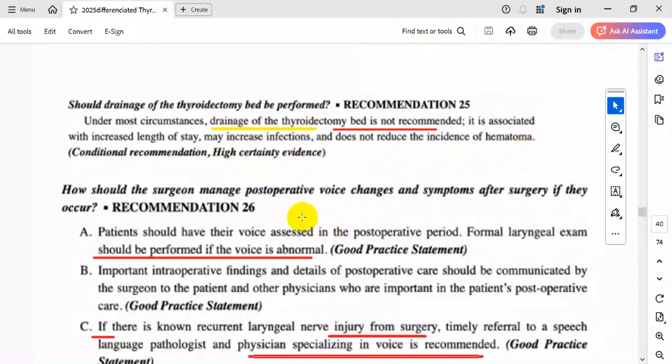Should the surgeon manage post-operative voice changes and symptoms after surgery? Yes, if the voice is abnormal, and if it is from injury from the surgery, timely referral to a speech language pathologist or physician specializing in voice is recommended.